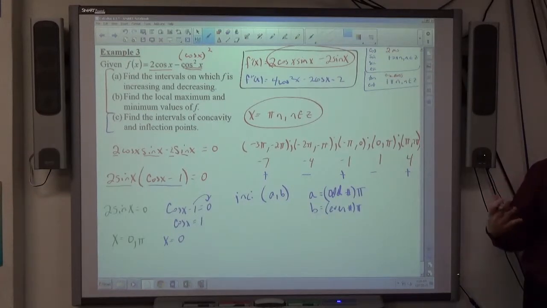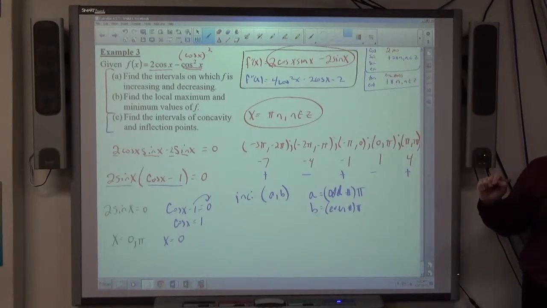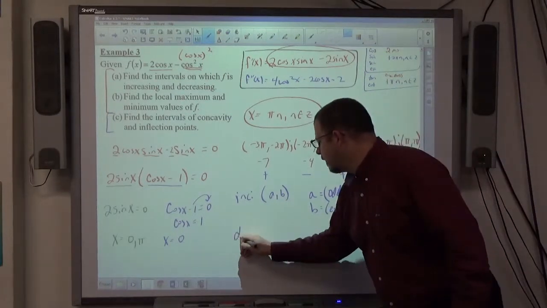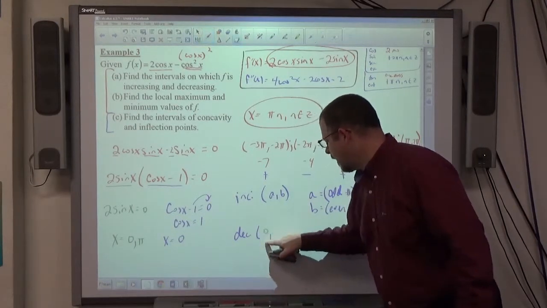So if I'm trying to graph this and I want to know what happens between negative 93 pi and negative 92 pi, I know it's going to be increasing because that's what's happening, right? Odd to even pi. It's decreasing, let's say from C to D, or let's even go from B to A.